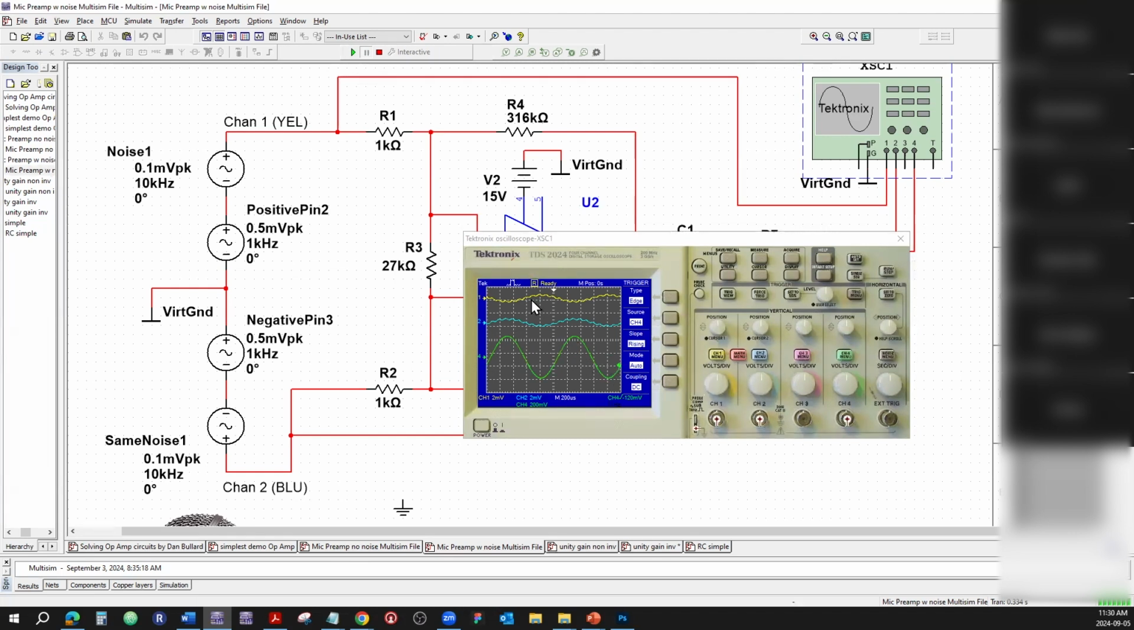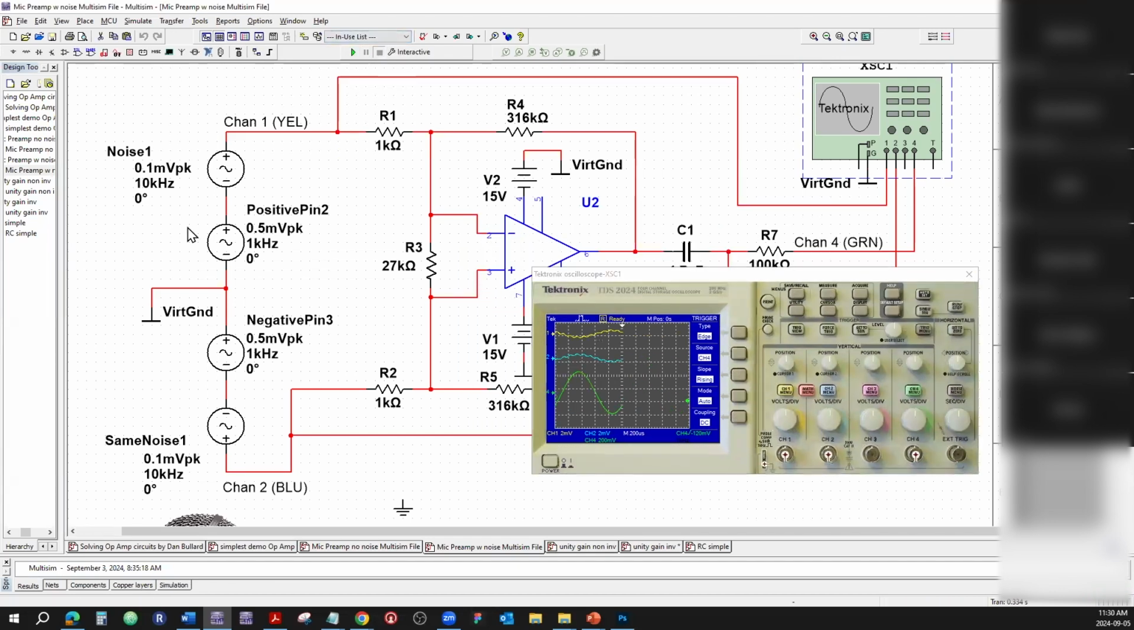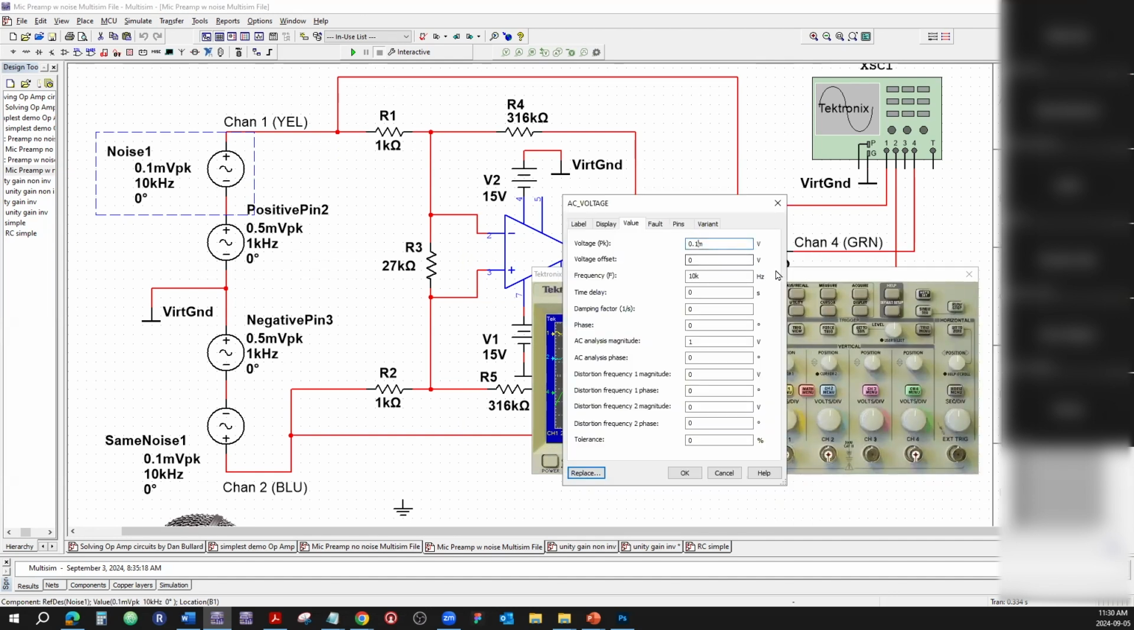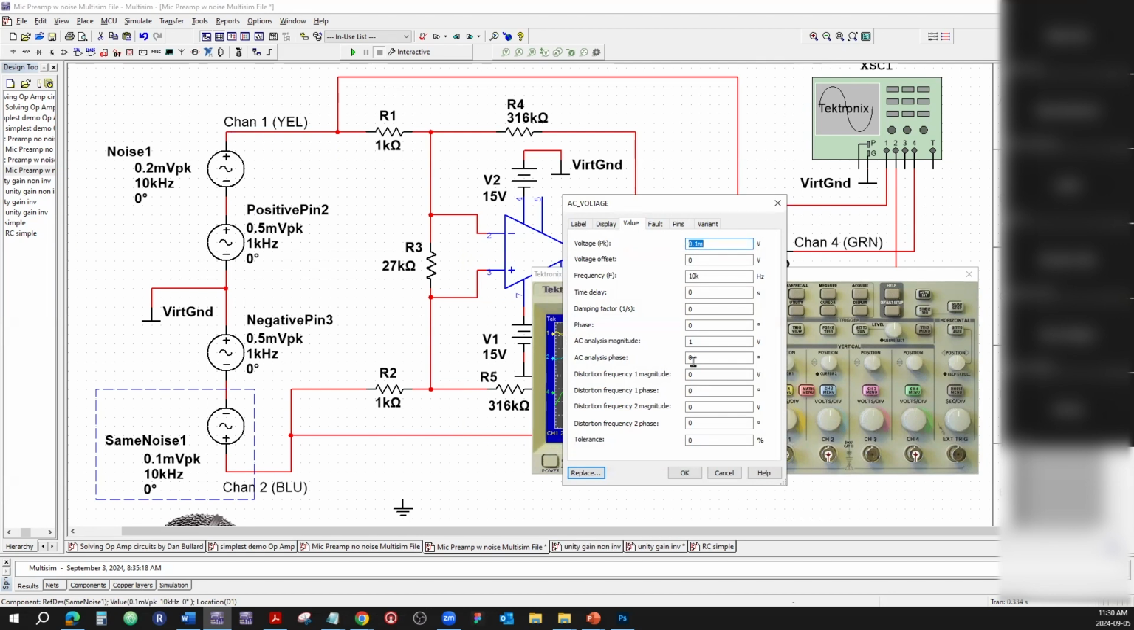Let's see what happens. Let's go crazy here and increase the noise. We have 1 millivolt peak to peak noise. Let's increase the noise. Let's have 2 millivolts peak to peak. But we have to make sure that both of them have that, because that's the idea of the noise. It's affecting both wires in the same way. So I'm just going to have to compensate for that here.